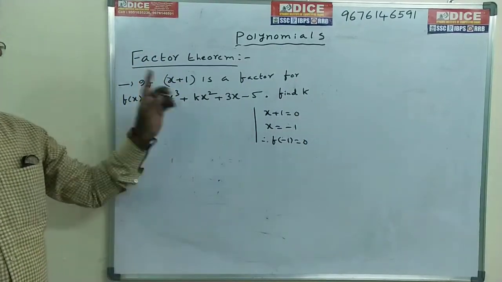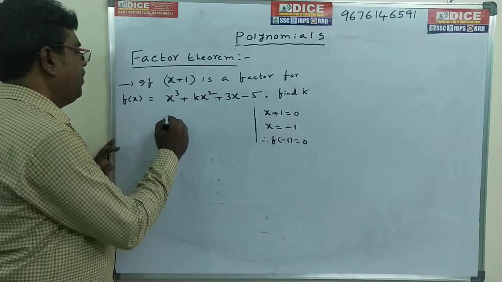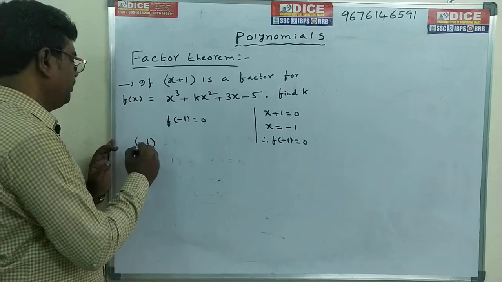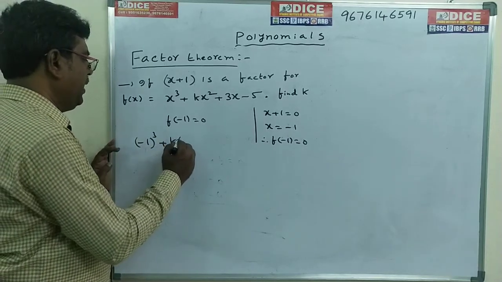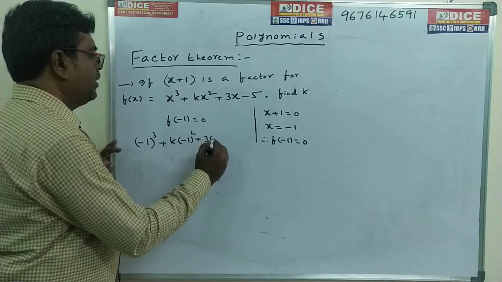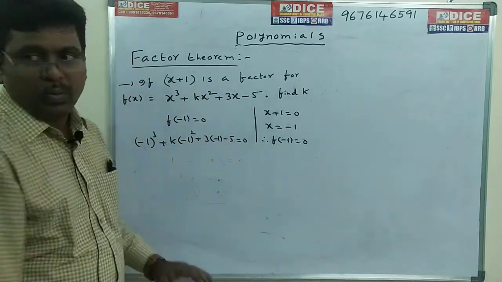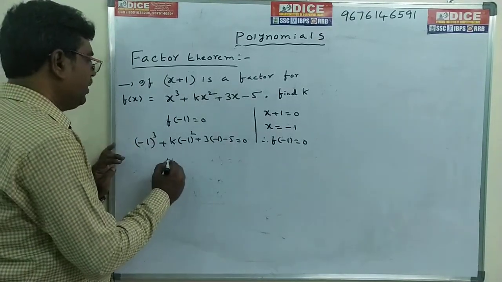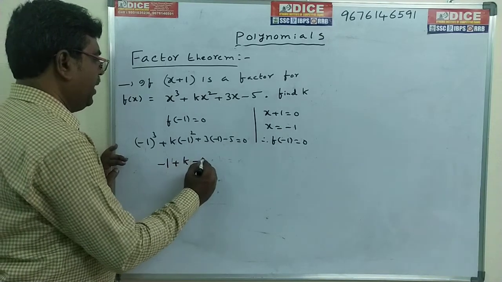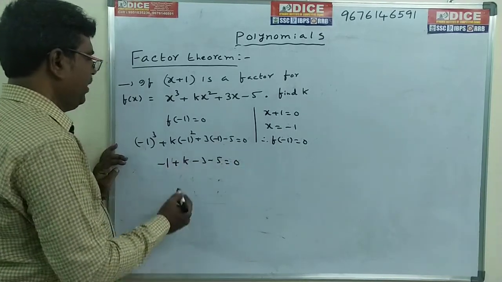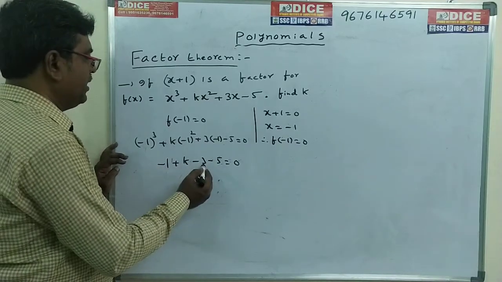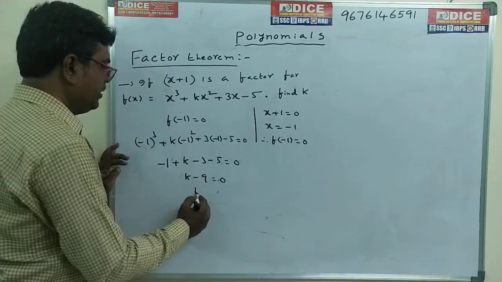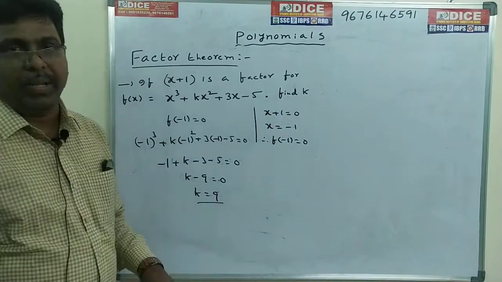Substitute f of minus 1 is equal to 0 in the function. So minus 1 whole cube plus k into minus 1 whole square plus 3 into minus 1 plus 5 is equal to 0. So minus 1 whole cube is nothing but minus 1, plus k, minus 3, plus 5 is equal to 0. So the other minus 1 only, minus 1 minus 3 is minus 4, minus k minus 9 is equal to 0. So sending minus to that side, k is equal to plus 9. K is equal to plus 9. This is the required answer.